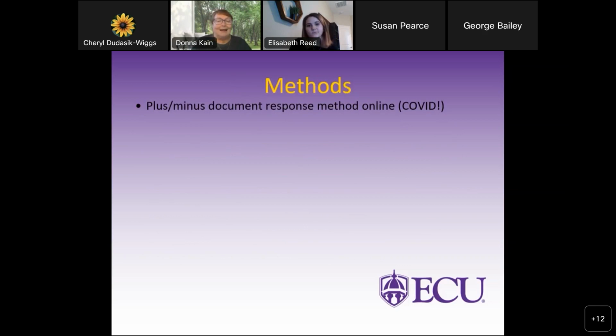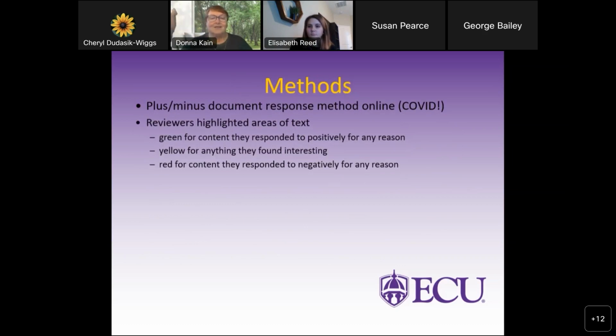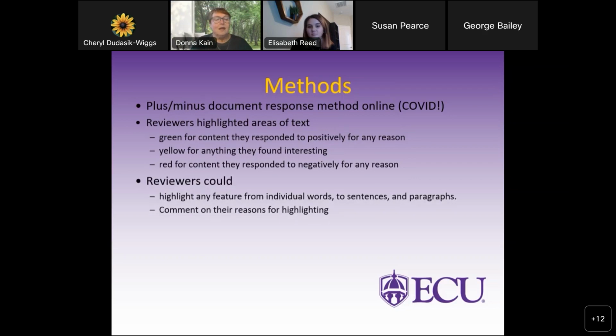One of the things that comes out of my area is we used a plus minus document response method that I've used before in some of my other research. We gave the participants the documents and asked them to read those. Normally this is done in a face-to-face method: you hand somebody a document and you ask them to note pluses or minuses. We had to do it online because of COVID, so we went to a highlighting method, which actually worked pretty well. The reviewers highlighted areas of the text: green for content they responded positively to for any reason, yellow for anything they found interesting, and red for content they responded to negatively for any reason. They could highlight any feature from individual words to sentences and paragraphs, and then they were asked to comment on their reasons for highlighting.